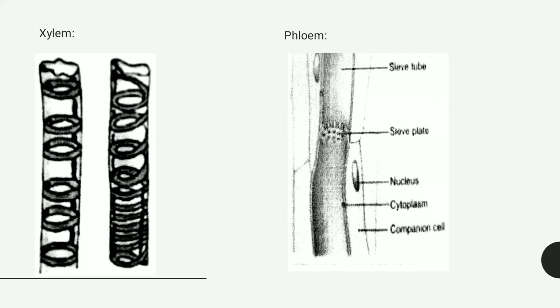But it has been seen that in gymnosperms, these companion cells are absent. If we talk about the phloem fiber, this phloem fiber provides mechanical support to the plant. They are mostly dead cells due to the thick deposition of lignin on them. This is how the tissues in the plants are classified, and their structure and role.